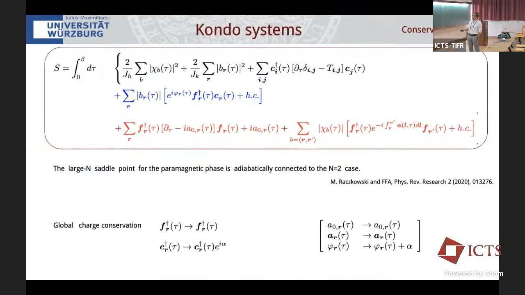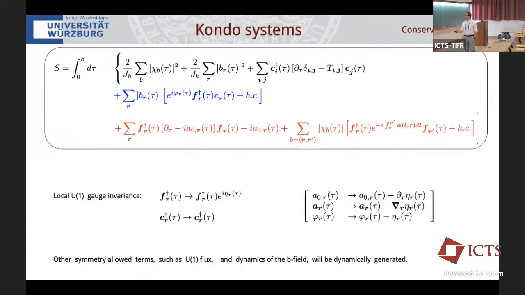So we have symmetries in this action. We have, of course, global charge symmetry. So the C's carry real charge. The Fs, these are Abrikosov fermions. They don't carry any charge, but they carry a U1 gauge charge, right? So everything is invariant under a local gauge transformation. And so this F carries a U1 gauge charge.